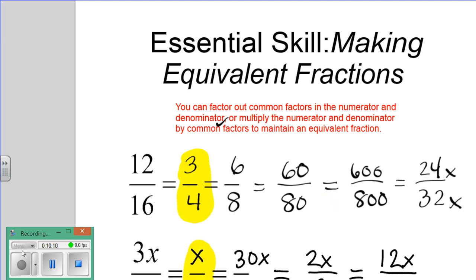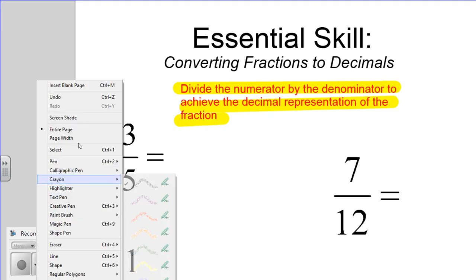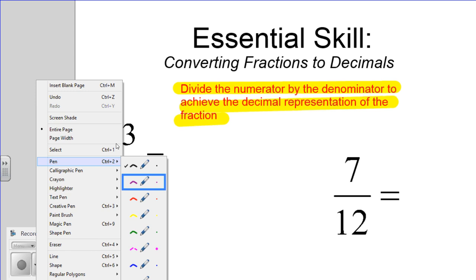Moving on. Another essential skill is converting a fraction to a decimal. If you forgot how to do this, you're going to have to consider the fraction to be a division and divide the numerator on the top by the denominator, the number on the bottom, to achieve the decimal representation of the fraction. So I'm going to continue to work through this, not pause the video, and show what we're talking about.